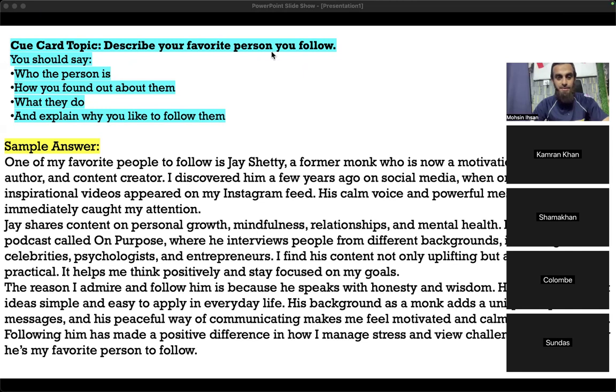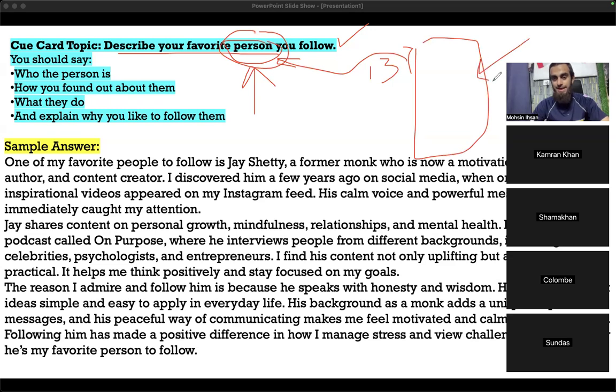Okay, now describe your favorite person you follow. Sometimes we get person-related questions. You can see approximately 13 different questions: person you follow, person you learn something from, a close friend, person you share everything with, person you learn skills from, person you follow on social media. So it's a different kind of question, but the main point is person. So what words can we use for person explanation? Extending information, and then with the flow, definitely.